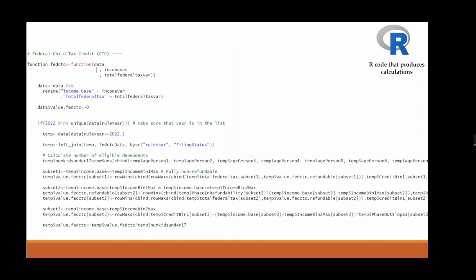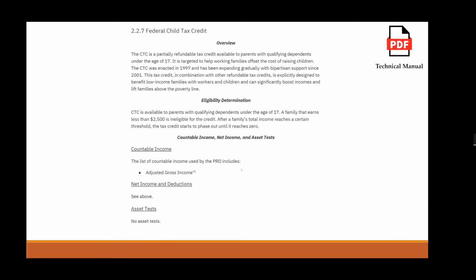And then finally, we have the Excel file, we have the R code, and here is the piece of the PRD technical manual that describes how the federal child tax credit works. It provides a high-level overview of the program, describes how eligibility is determined and how the value of the benefit is determined. And this is just the first page. The technical manual also describes programming steps in a neutral language, really step-by-step instructions on how to implement the program.